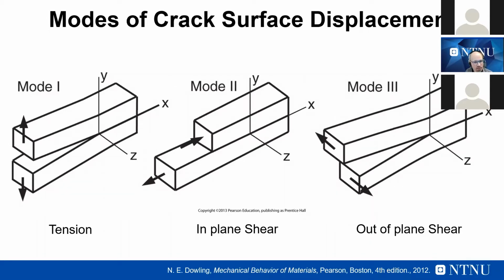And after that, you can have pure mode 3, which is torsion. This case is also difficult to find alone in practical applications, but sometimes you can, more than mode 2. But in any case, mode 3 is also called out-of-plane shear because it creates a displacement which is not on the plane of our screen. So it's outside the plane of our screen.